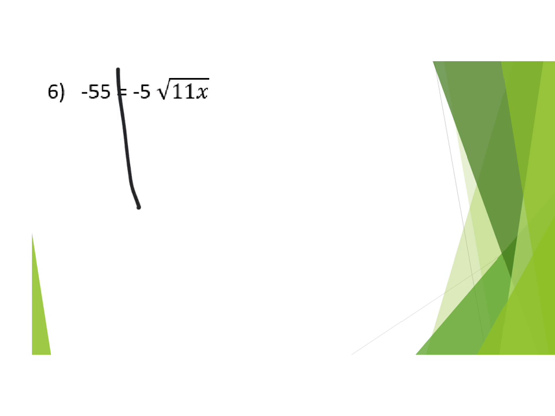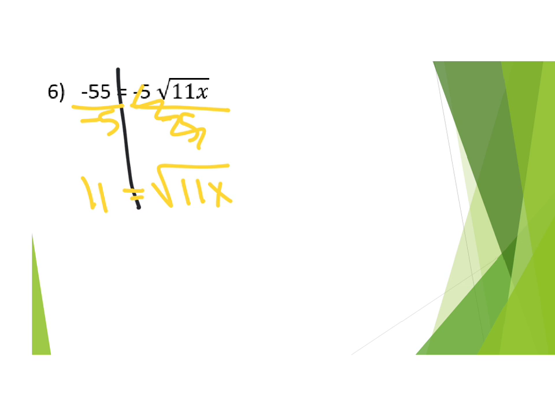So example 6, we have negative 55 equals negative 5 times the square root of 11x. Once again, you need to get that radical by itself, and that negative 5 is right beside the square root symbol, so that means we're multiplying it. So the opposite of multiplying is dividing. So we'll divide by negative 5, that way that will cancel, and that will leave us with the square root of 11x. Negative 55 divided by negative 5 will give us 11.